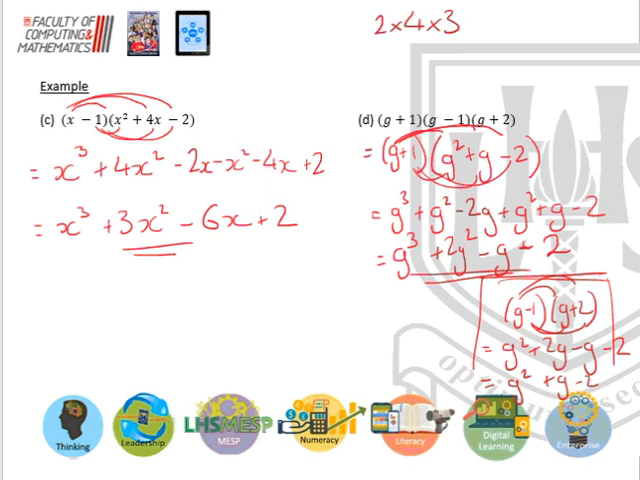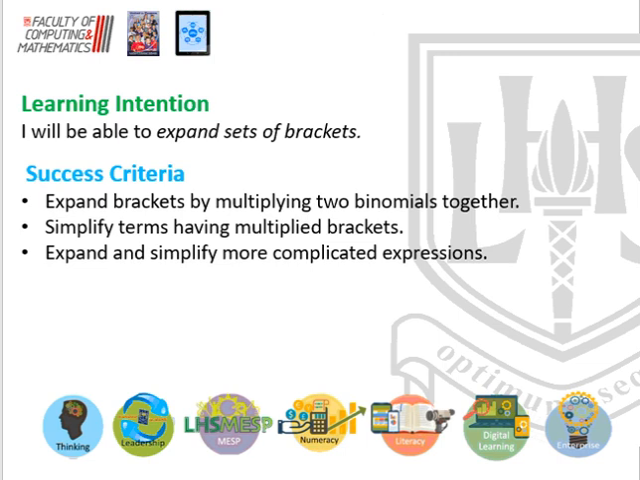Okay, so that is multiplying out brackets. Okay, so being able to expand brackets by multiplying 2 binomials together, that's the most common, but it can go beyond that. Being able to simplify the terms after you've done your multiplication, and then lastly, more complicated expressions such as 2 things in a bracket multiplied by a 3 or 3 separate brackets.